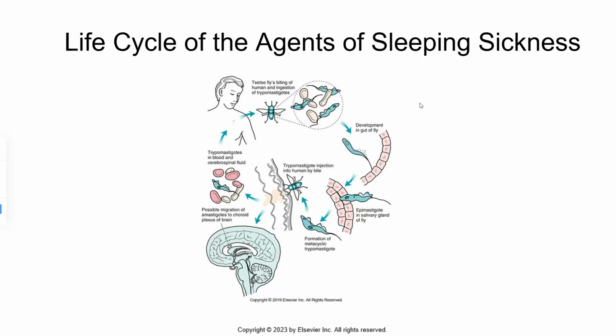So here's the tsetse fly. The tsetse fly bites the human and ingests trypomastigotes. They develop in the gut of the fly. The epimastigote goes to the salivary glands, and then it is injected into the human by a bite. Those are going to spread and potentially migrate into the central nervous system, or they go through the blood, and then they can be transmitted from the blood when the next fly bites again.